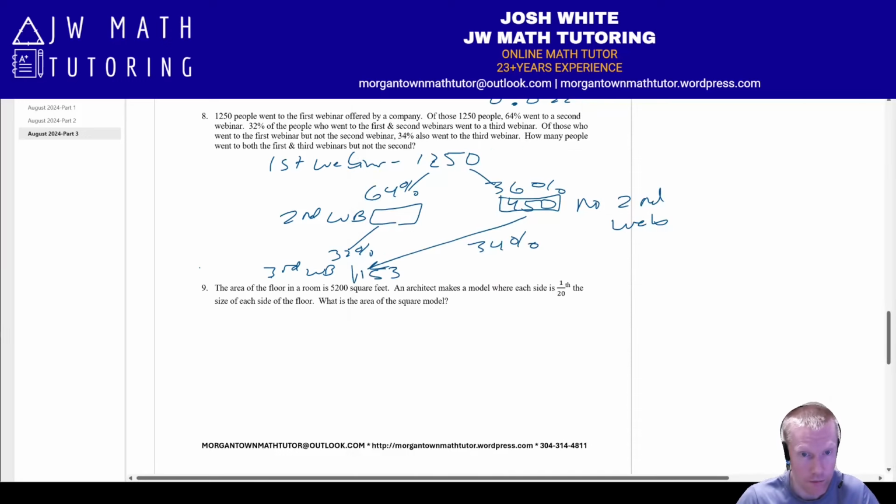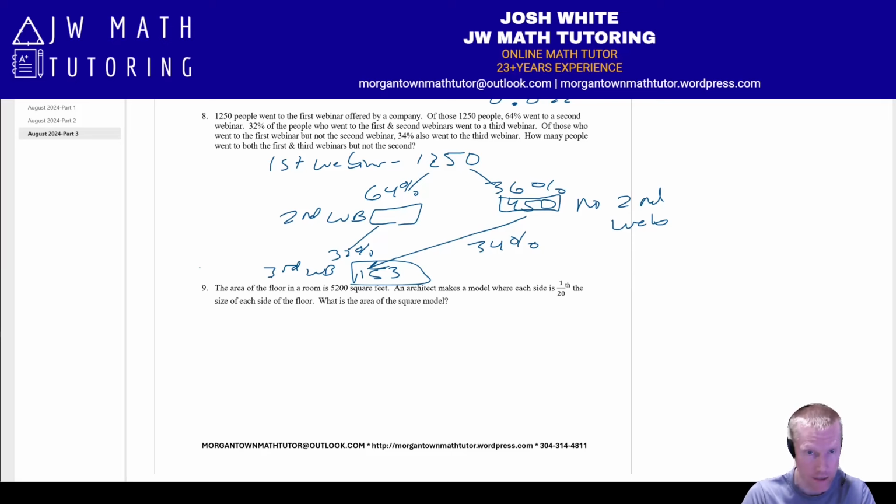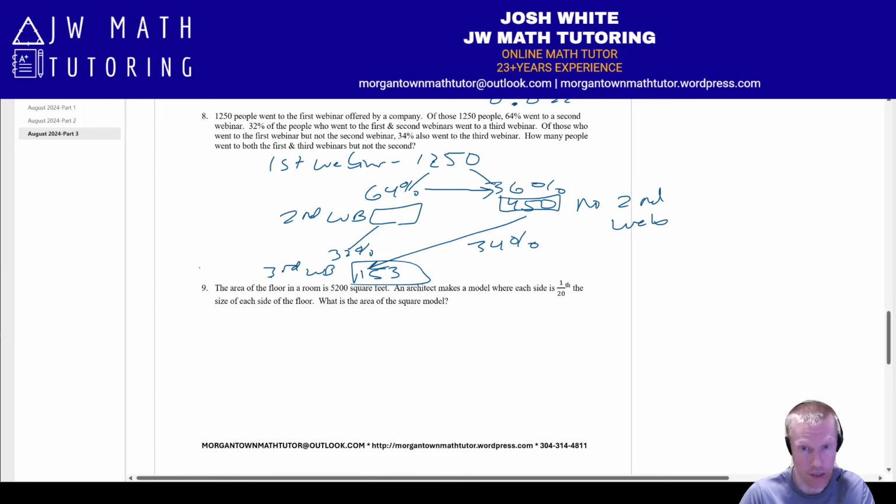So down here, it's going to be 153 people that went to the first webinar and the third webinar while not attending the second webinar. And notice that this 64% thing, technically we need to know what the percentage is in order to know what percent did not attend the second, but we don't actually have to calculate the number that went to the second. Or this 32% here that went to the first and the second and then the third, that again is completely irrelevant. We don't need that in any way at all.